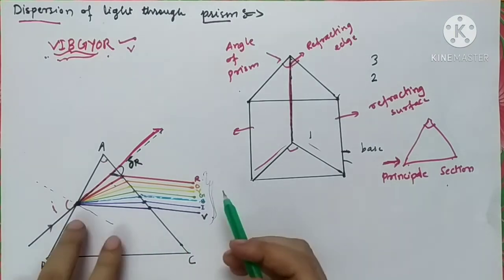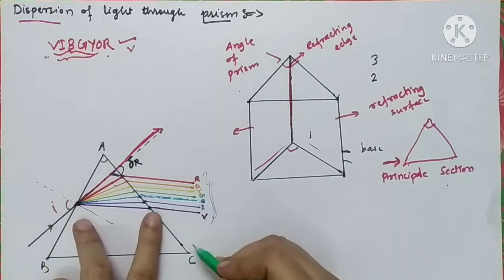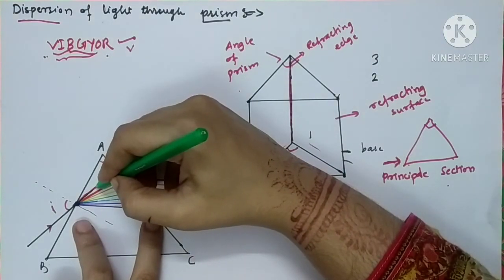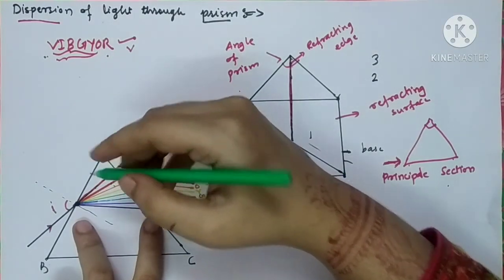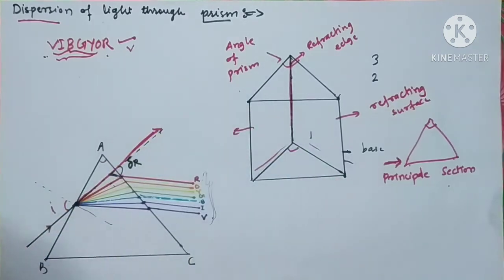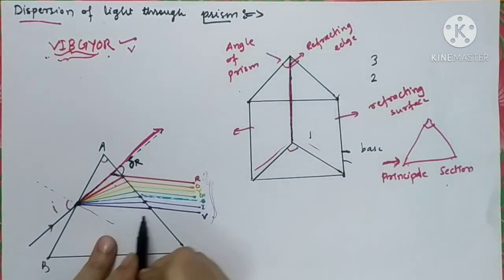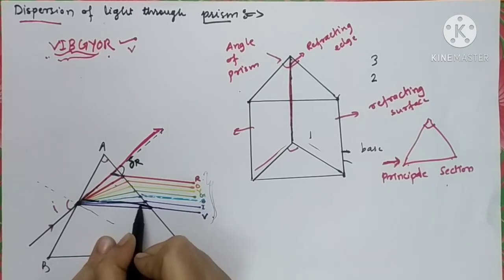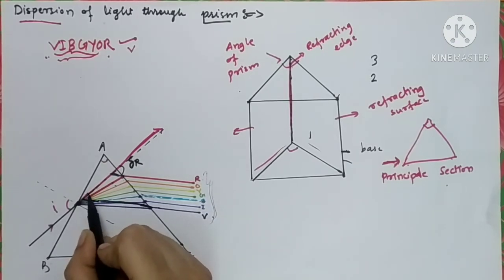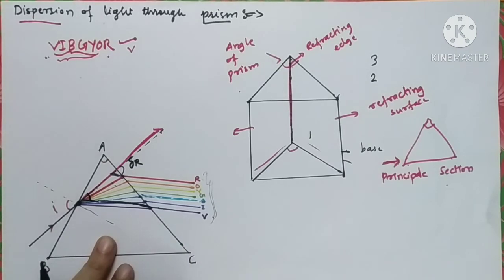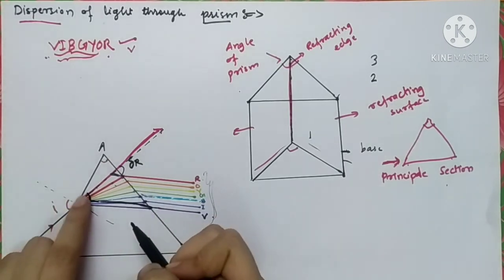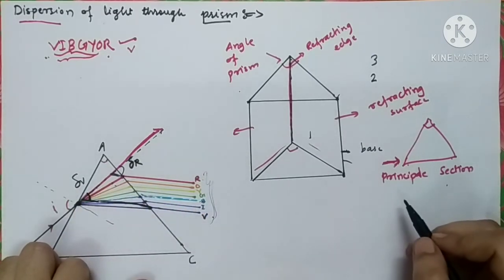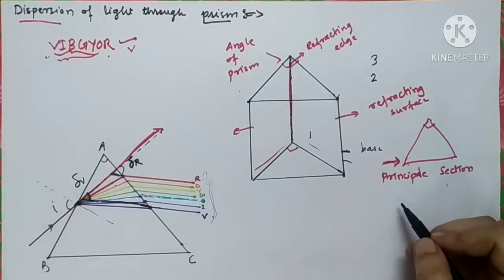Similarly, if you want to measure the angle of deviation of violet color, produce the violet color ray in a backward direction. This violet color ray is also making a certain angle with the incident direction. This angle will be called delta V. This is the angle of deviation for violet color.